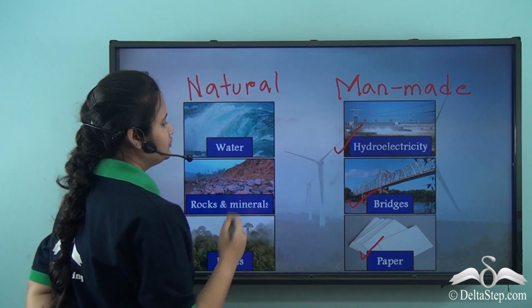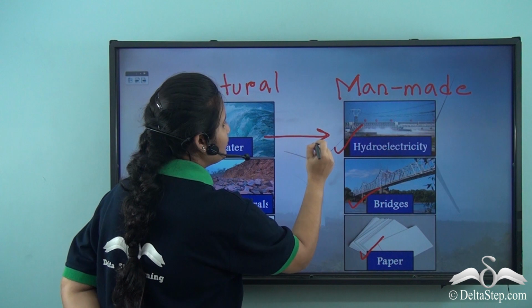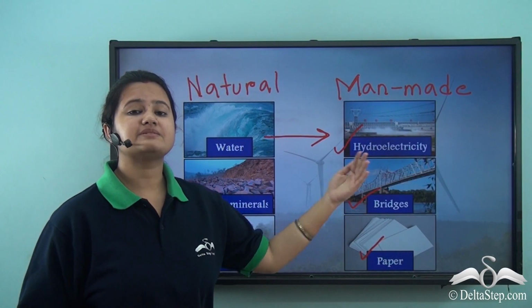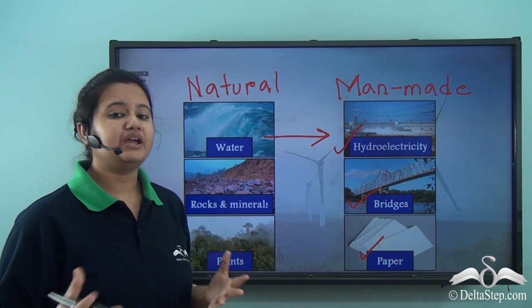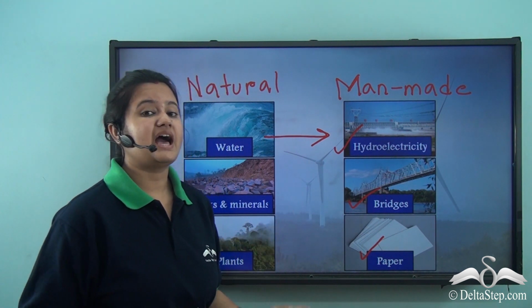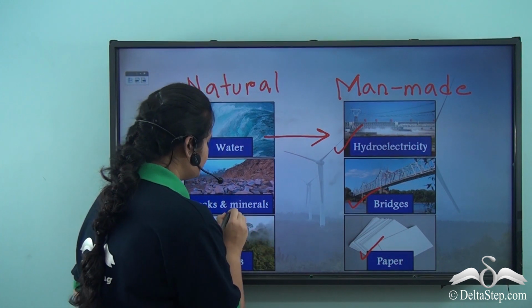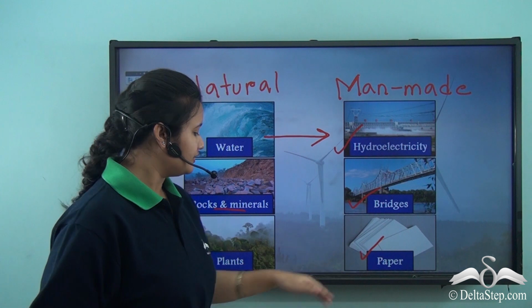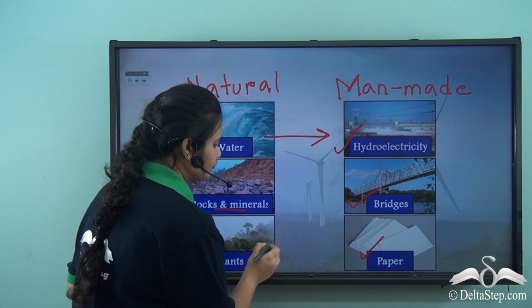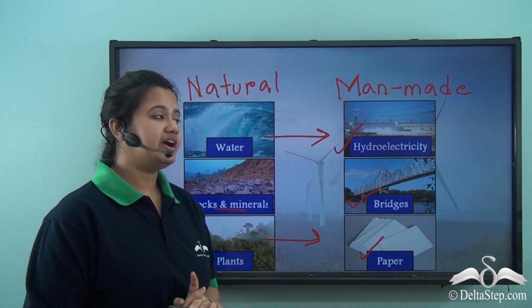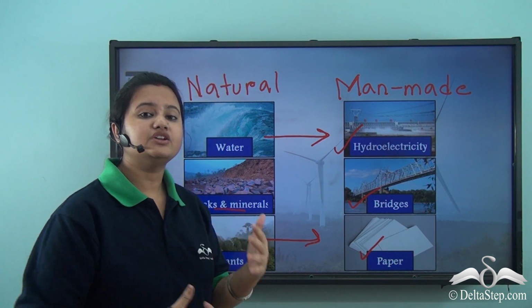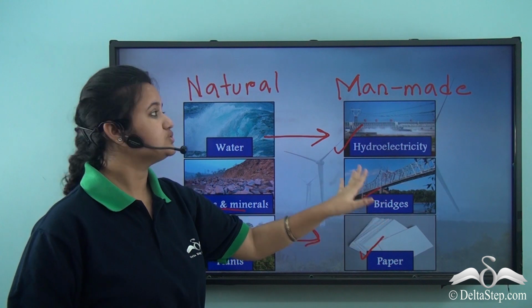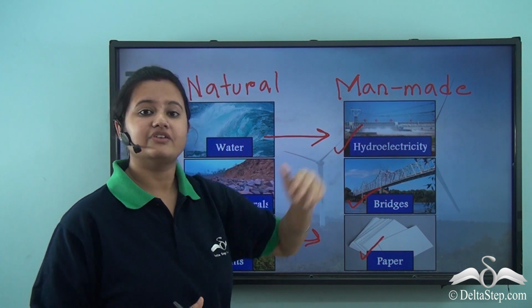For instance, hydroelectricity is produced from water. Again, bridges, machines, vehicles, etc. are made from iron, which is a vital naturally occurring mineral found in rocks. Also, paper is made from the bark of plants. Thus, we find that natural resources are used by man to make new and better resources, which are known as man-made resources.